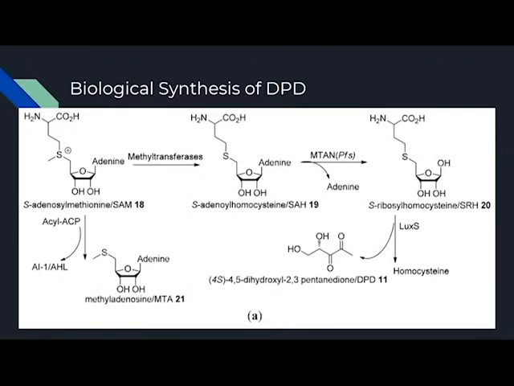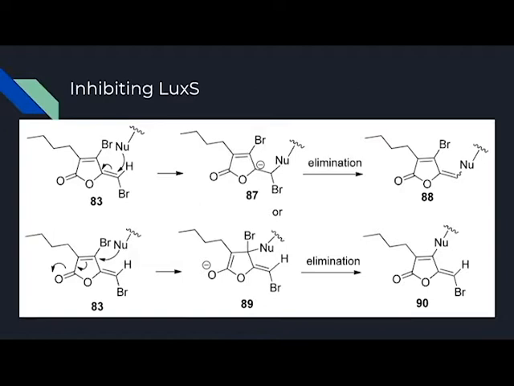Here on this slide, you can see the biological synthesis pathway that bacteria use to create DPD. It is important to note the mechanism of this, as one of the ways to inhibit the production of DPD is to disrupt this mechanism. Although there are many possible ways to inhibit the production of DPD, we will focus on the removing of LuxS, which disrupts the production of DPD.